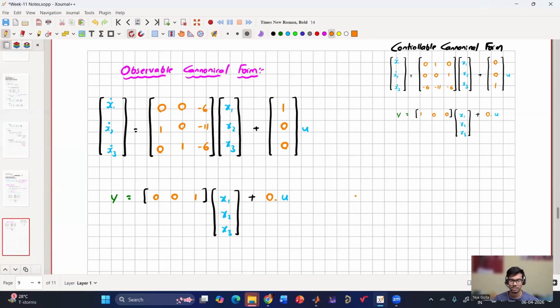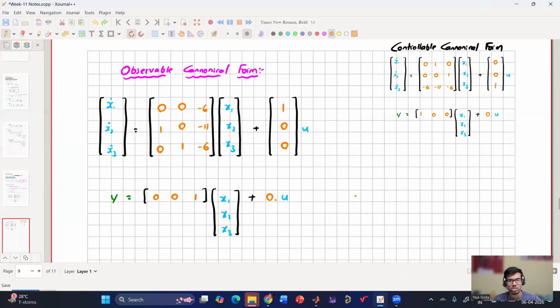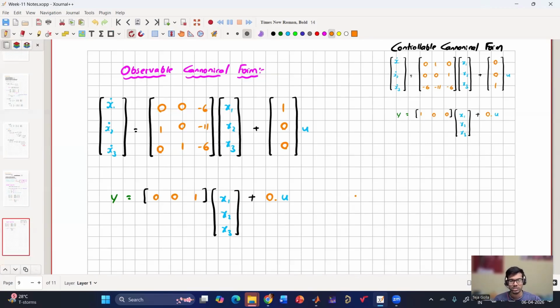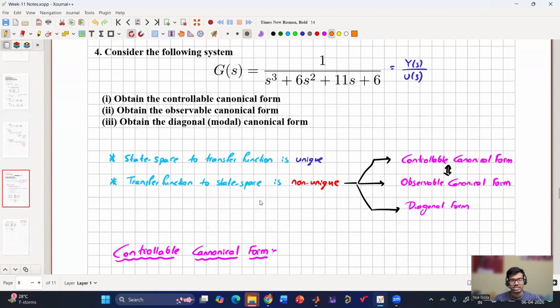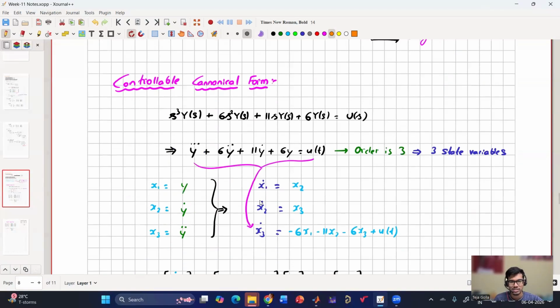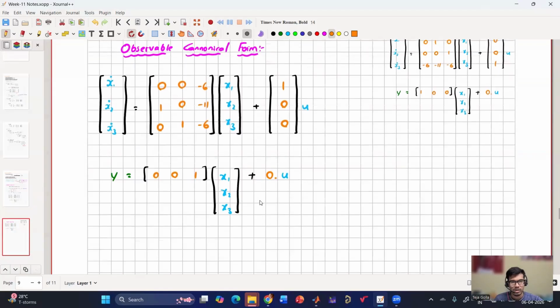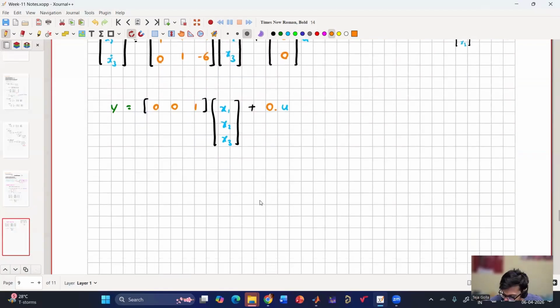Now interchange the elements in the matrix by applying the transpose, or finding the dual of the matrix, and then we'll get the observable canonical form as well. So these two are related to each other, whereas the third one is the diagonal form, where you have to apply partial fractions. So it is slightly different from the other two. Now we will be discussing this. So the observable canonical form is there. Now the diagonal form.